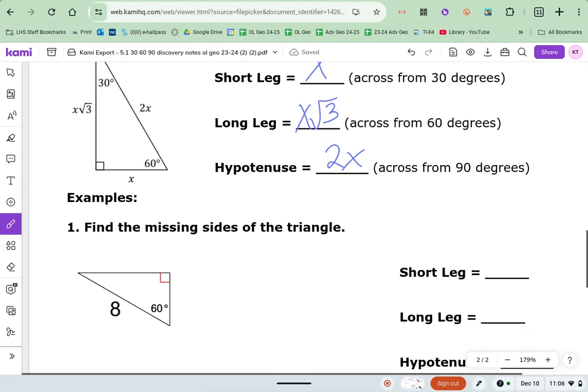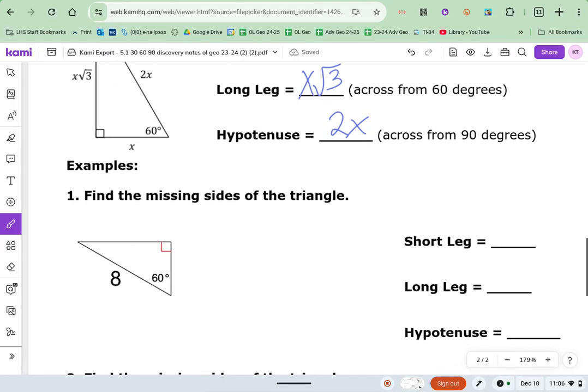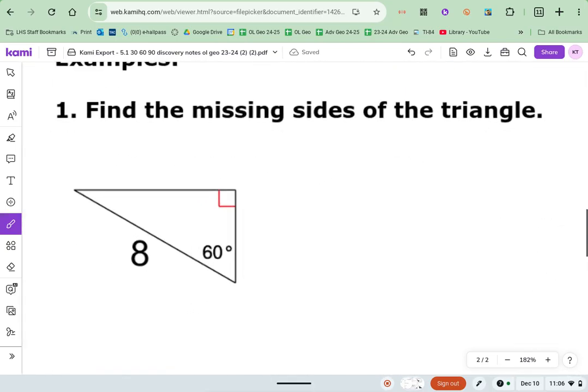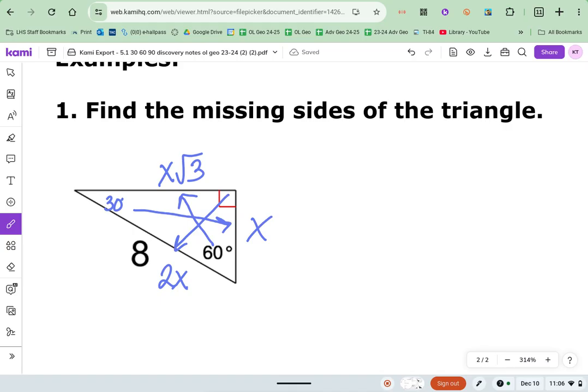All right, so here we go. For this side, let's just go ahead and label the sides first. Across from 90, that's always going to be our 2x side. Across from 60, that's going to be our x root 3 side. So that means that this other missing angle is 30. So across from 30 is going to be the x side.